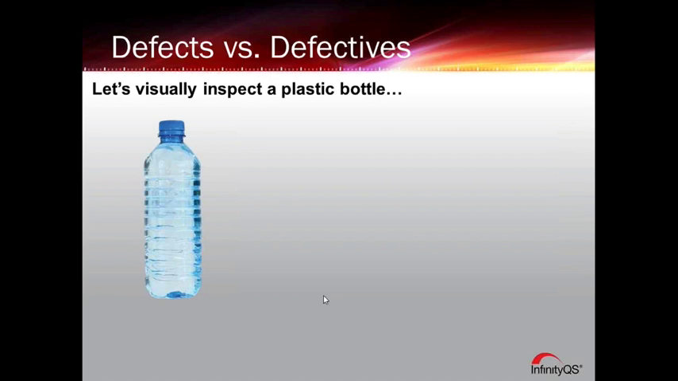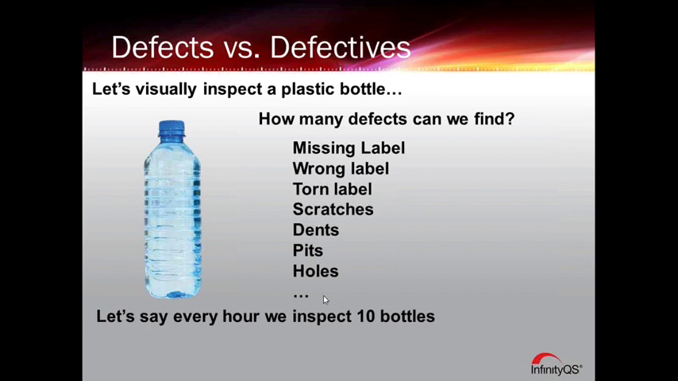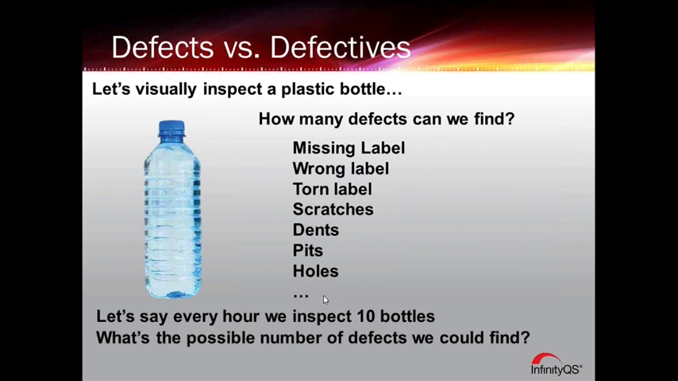So carrying on with this, I promised you this was coming, and here it is. Let's visually inspect a plastic bottle. How many different defects might we find? Maybe there's a missing label, a wrong label, torn label, scratches, dents, pits, holes, and so on. You name it. Every hour, let's say we grab 10 bottles and start looking them over for these various defects. Again, I'll pose the question: what's the possible number of defects that we might find? We could find an unlimited number of defects.